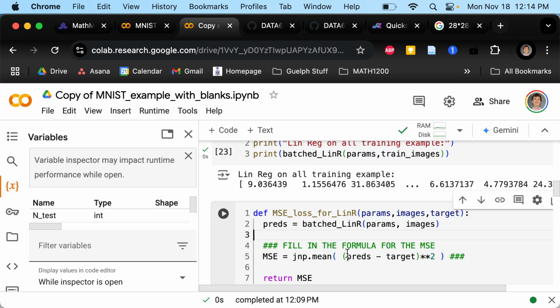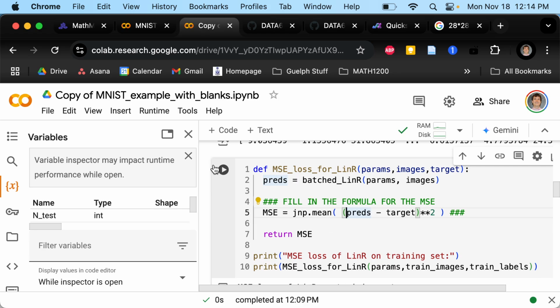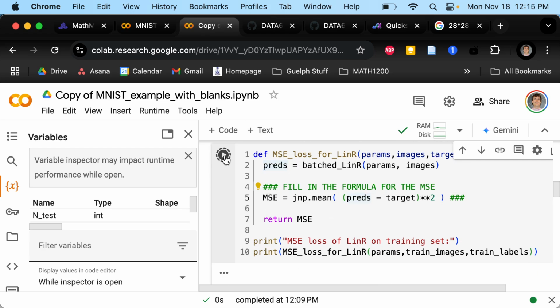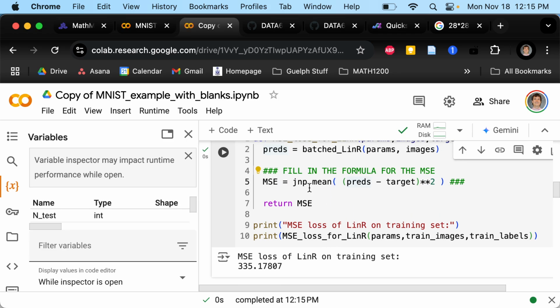Some people do this differently, but you should use mean when you can. So here we really want the mean. That's a little nicer. Okay, let's try it out and see if it works. I'll run it. Okay, and what it's telling us, we ran it. It took 0 seconds. And we got the mean squared error on our 10,000 size training set was 335.